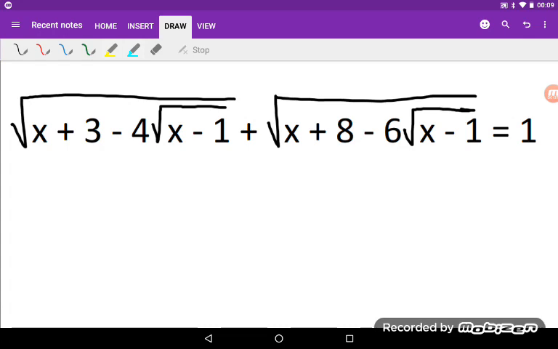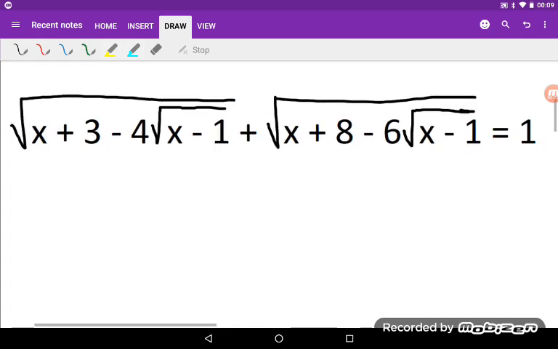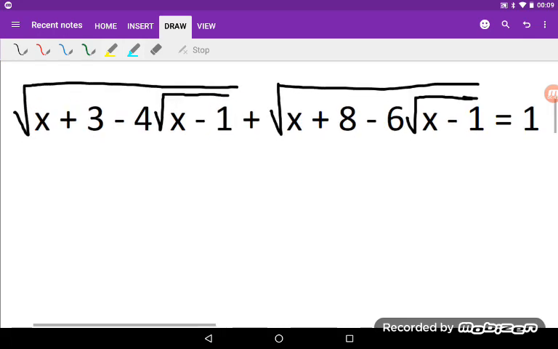In this video I will be solving a very nice radical equation. So I have the square root of x plus 3 minus 4 times the square root of x minus 1, plus the square root of x plus 8 minus 6 times the square root of x minus 1, is equal to 1. This equation is really difficult, and if you just square both sides, it will be even more difficult. So squaring both sides is not a good way to solve this equation. There must be some trick.